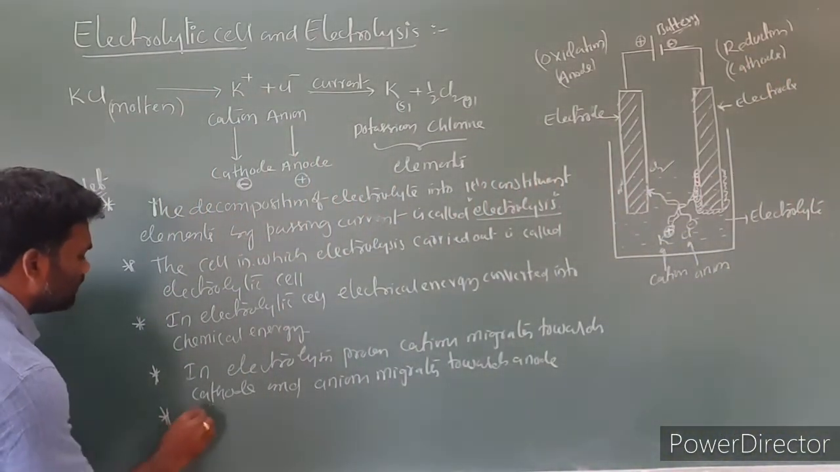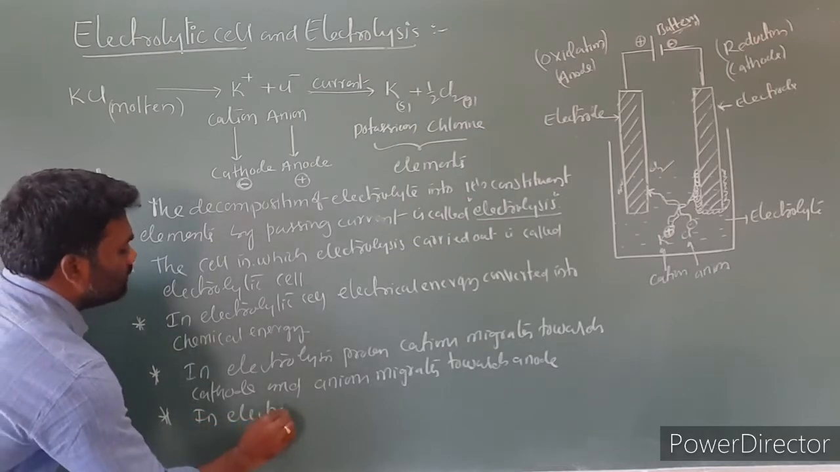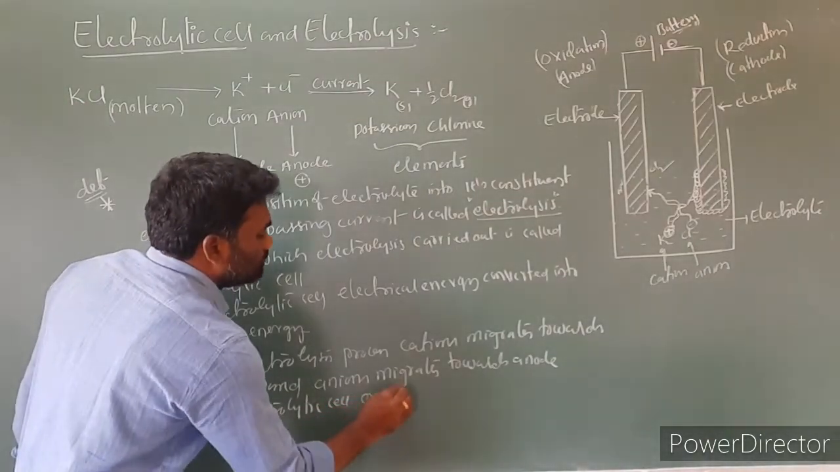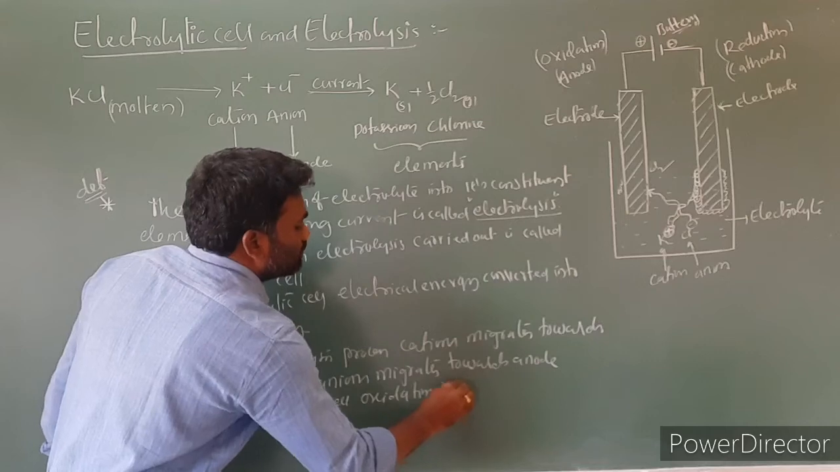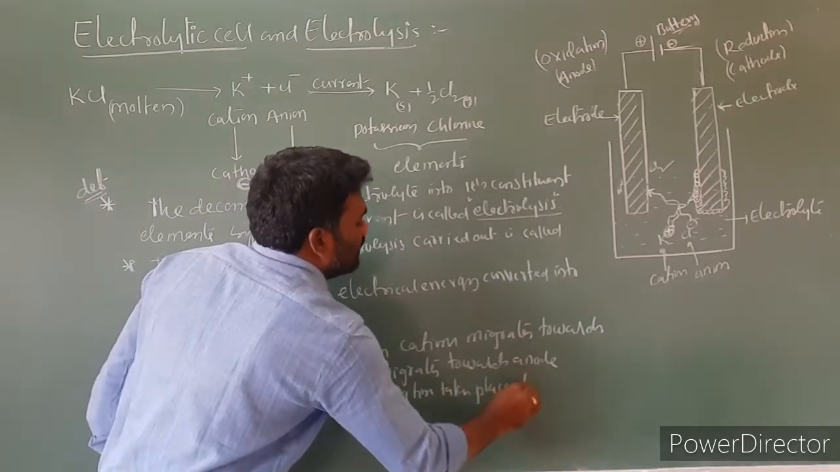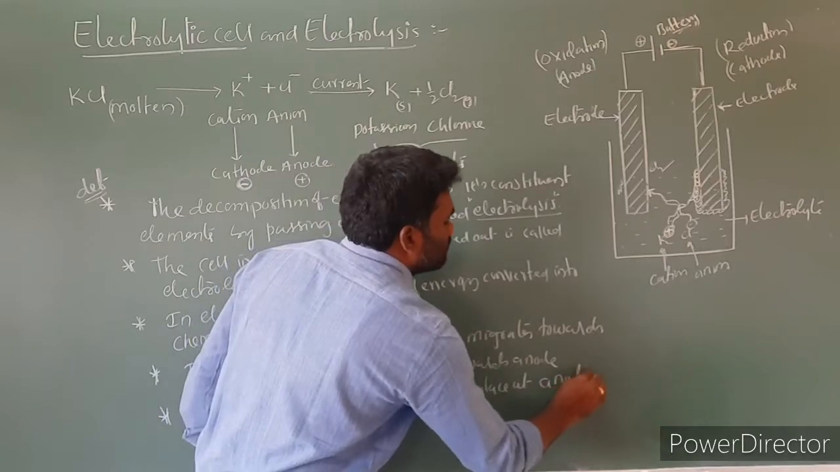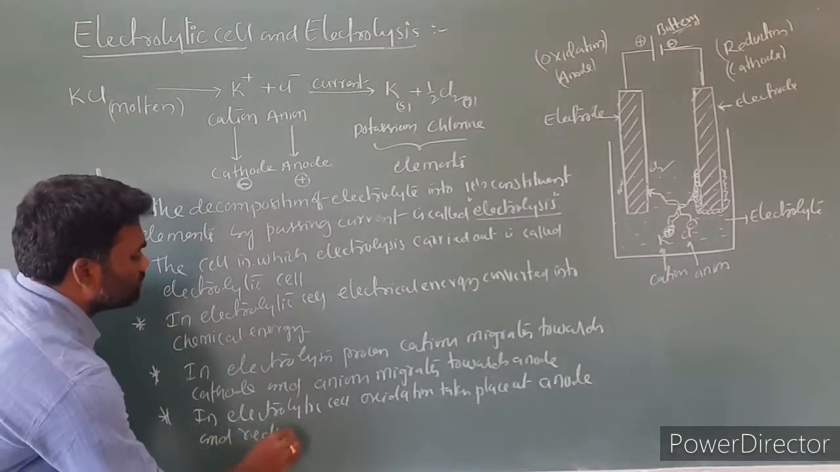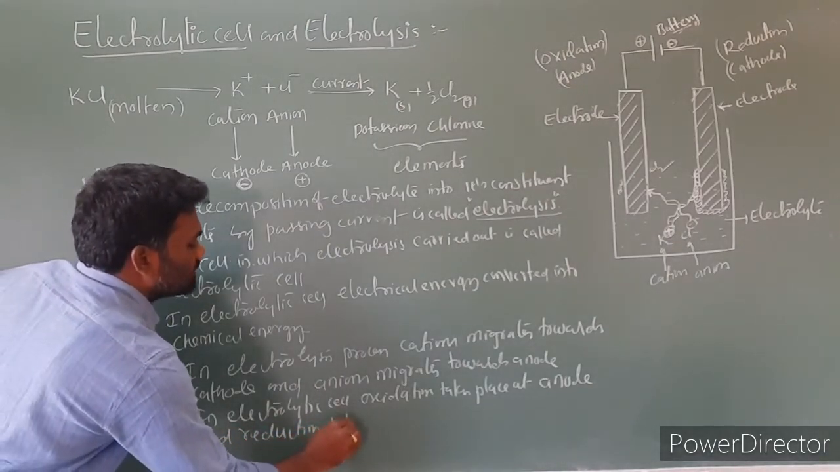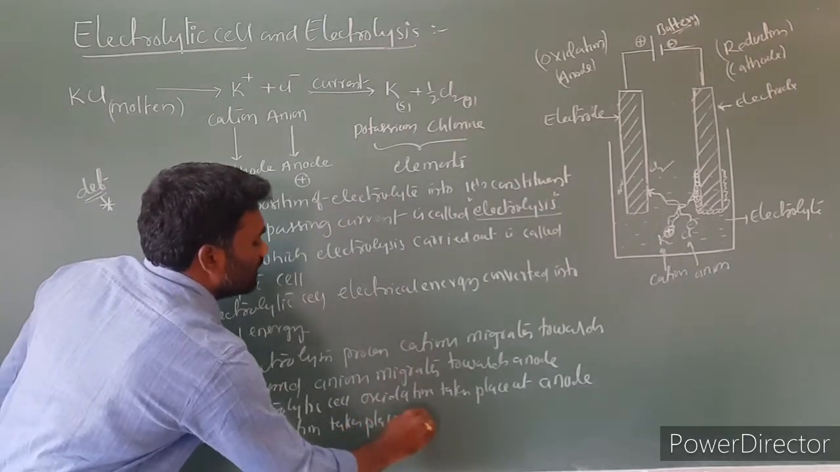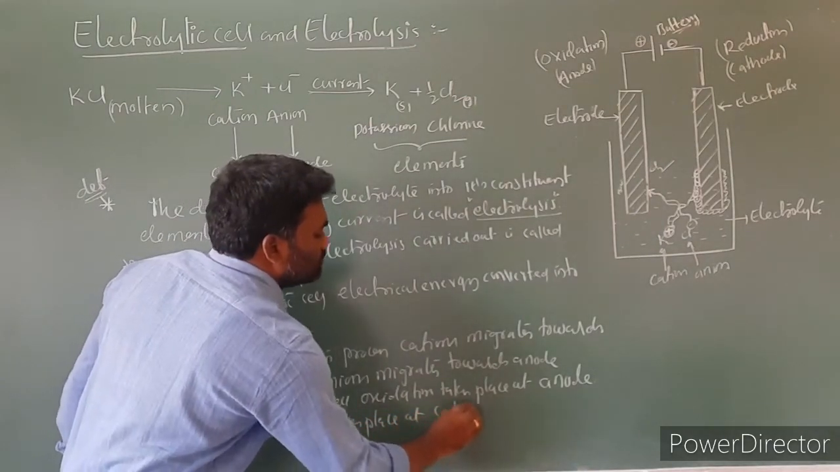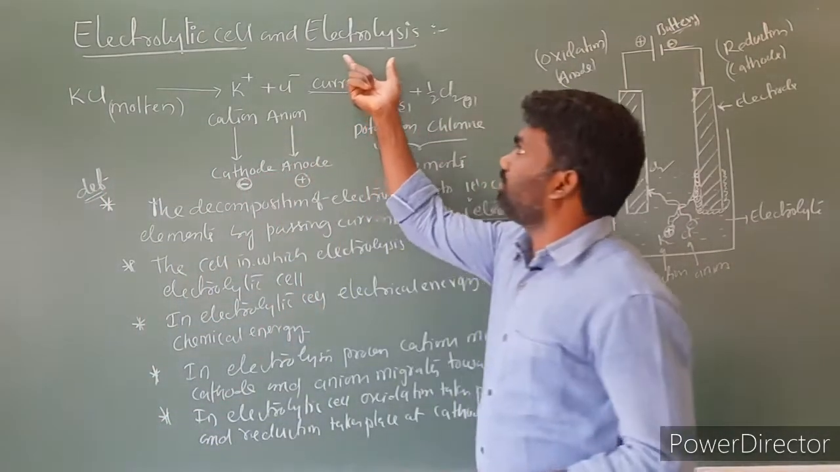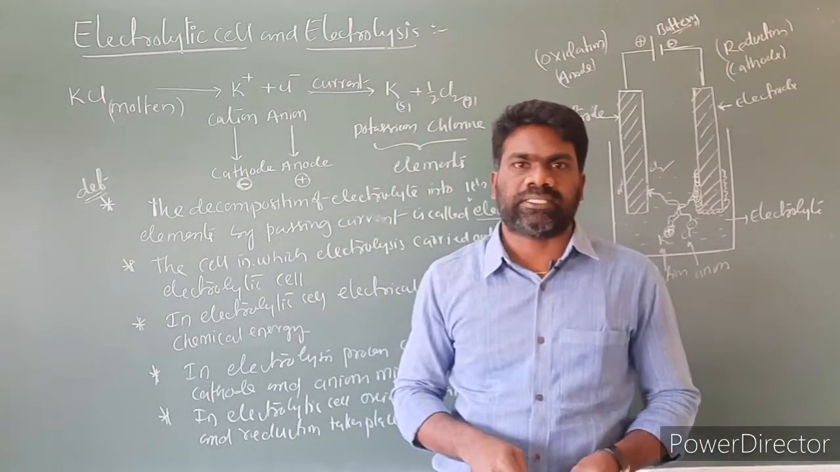Next point. In an electrolytic cell, oxidation takes place at the anode and reduction takes place at the cathode. This is the description regarding electrolysis and the electrolytic cell.